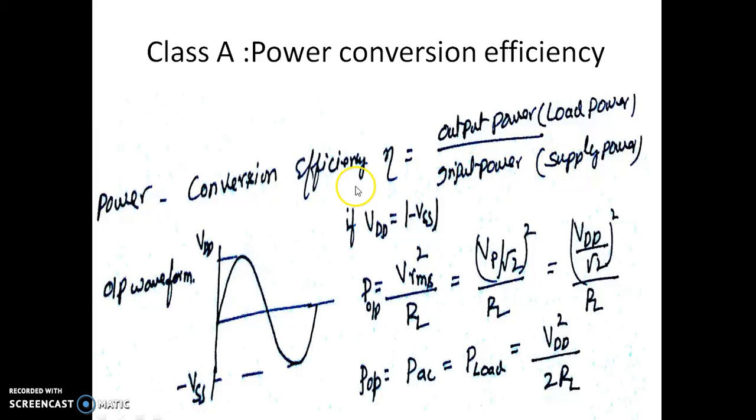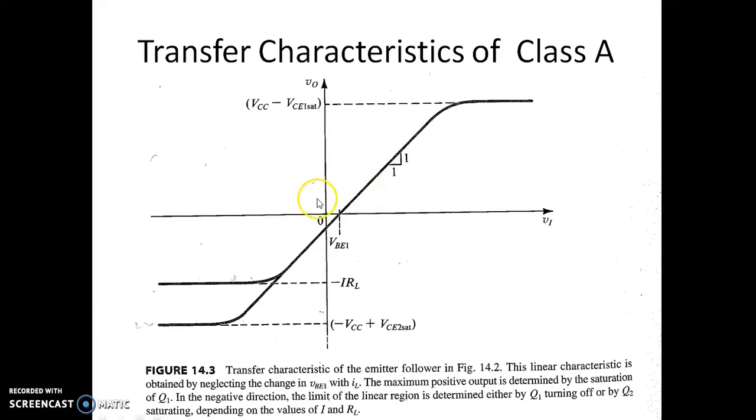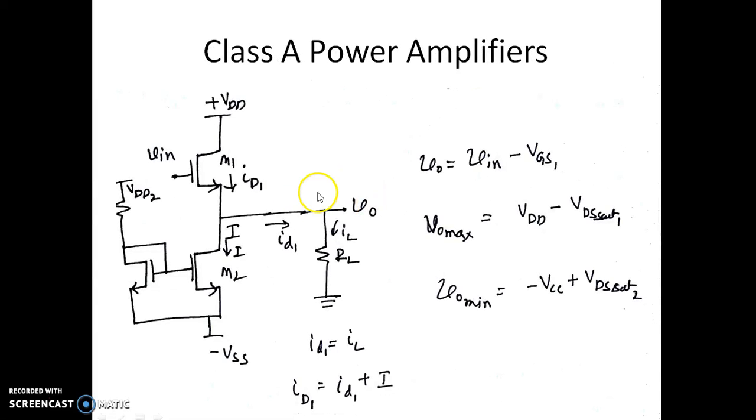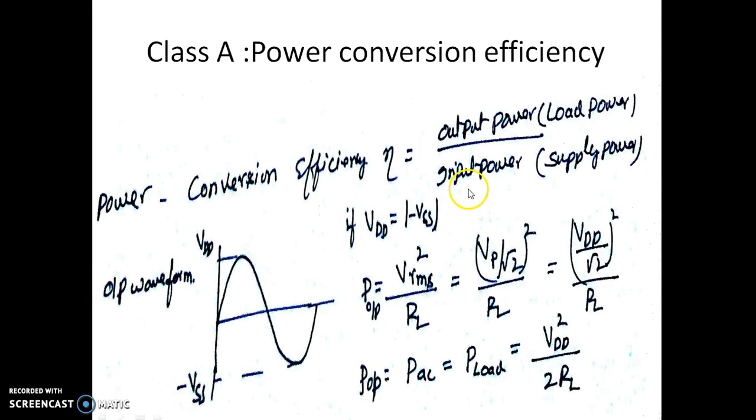It is not the input signal power that we are feeding to the amplifier. We are talking about the power from VDD and minus VSS, the power due to this power supply, and how much of it is converted into output power. It is PAC, that is the AC power, divided by the DC power. That is the conversion efficiency here.